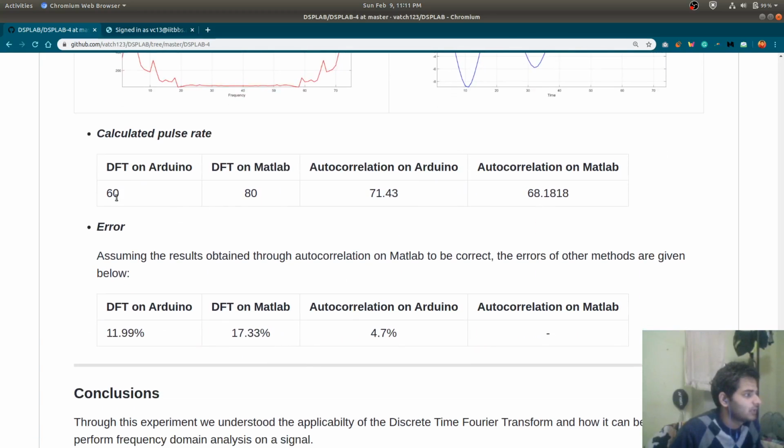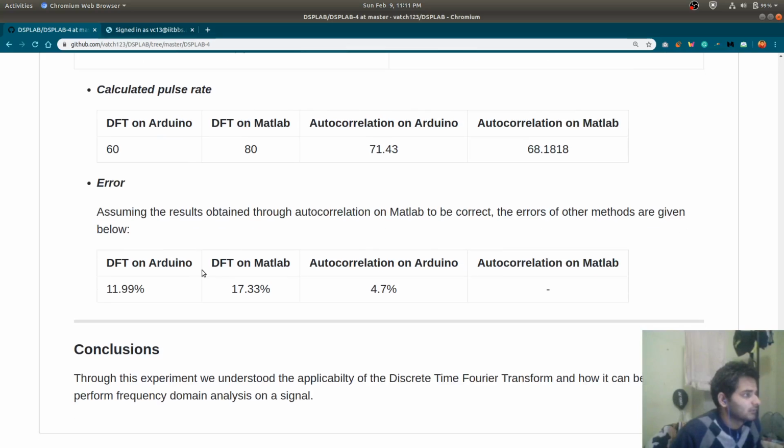So DFT on Arduino gave us a pulse rate of 60 beats per minute. DFT on MATLAB gave us 80 beats per minute, and autocorrelation on Arduino gave us 71.43 beats per minute, whereas autocorrelation on MATLAB gave us 68.18 beats per minute. Coming to the error calculation, assuming the results obtained through autocorrelation in MATLAB to be the correct values, the errors in the other methods are as follows: DFT on Arduino is almost 12%, on MATLAB almost 13%, and autocorrelation on Arduino is 4.7%.